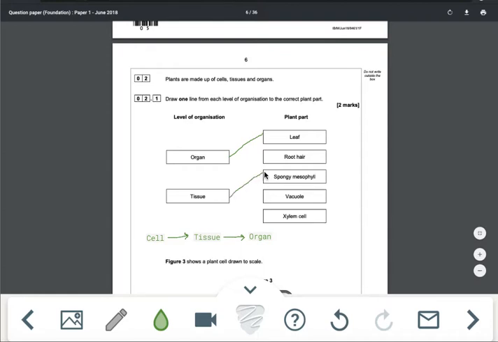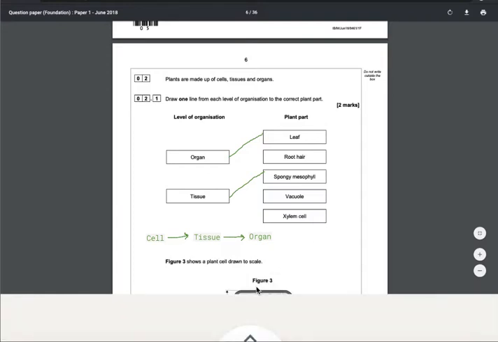So our question is done already, but just to clear up the last 2, a vacuole is a part of a cell, not a tissue or an organ, and xylem cell gives you it right there, tells you it's a cell, so you don't even need to think about that one.